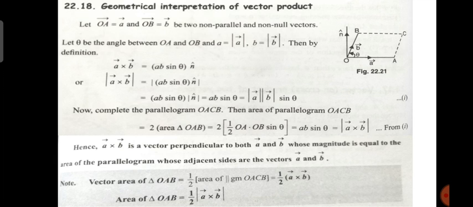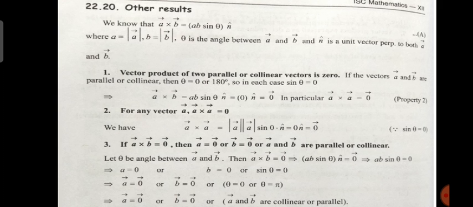So geometrically, we can say the cross product, that means the vector product of vectors A and B, is a vector perpendicular to both vector A and B, and the magnitude of A cross B is equal to the area of the parallelogram. What is the case here? Yes, the sides must be vector A and vector B. That is the geometrical representation.